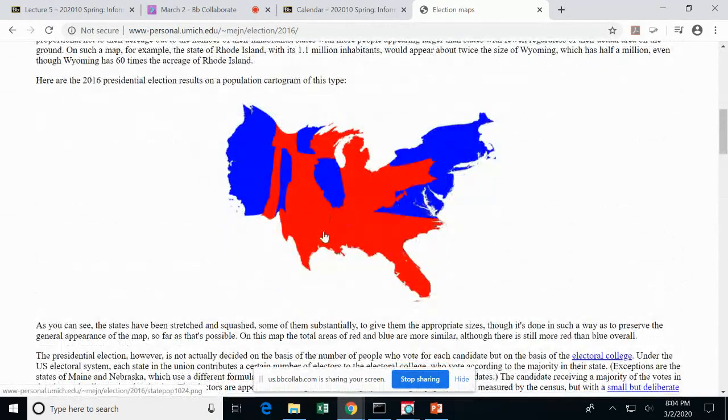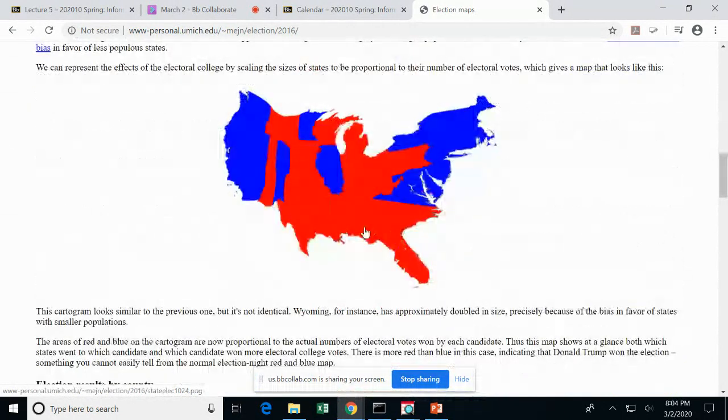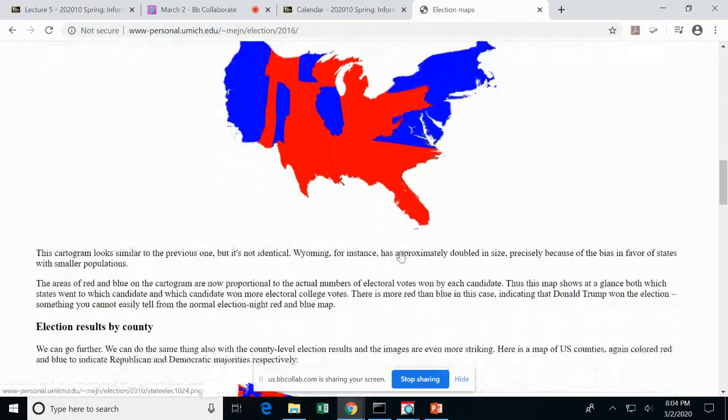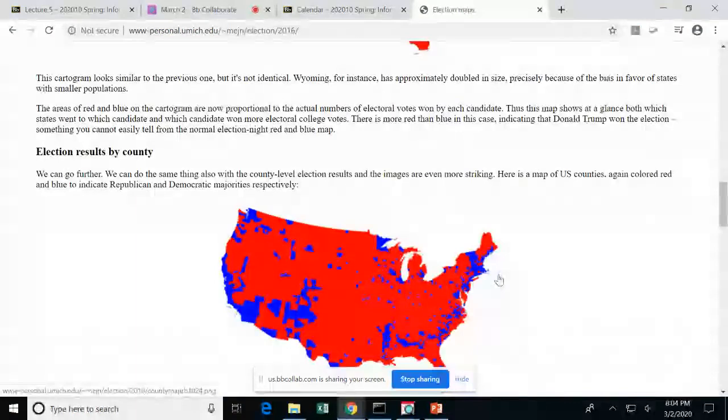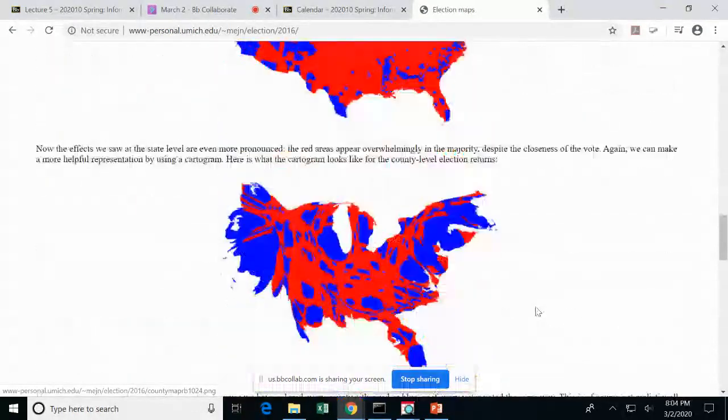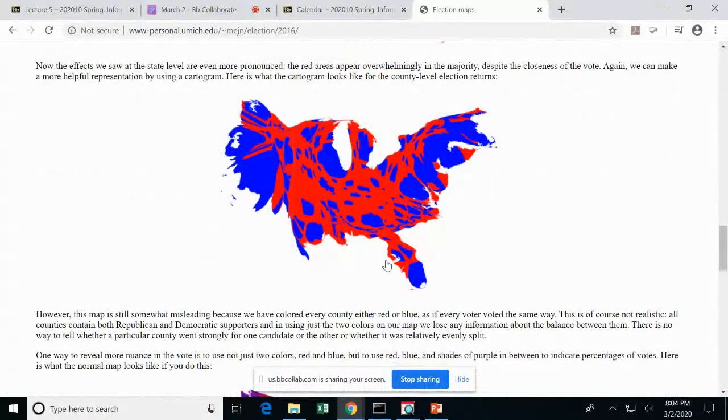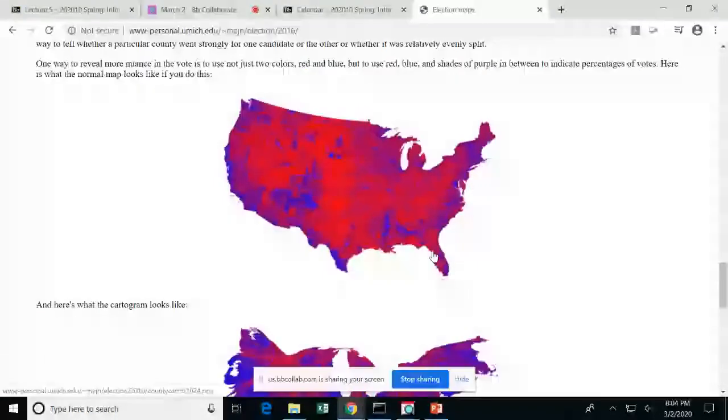So this is population-wise. That's the first one, and it's almost 50-50. If you do it by the Electoral College, you have a lot more red. You understand who is president. Then they actually do it by county, so you kind of see where there's pockets of blue inside of red.